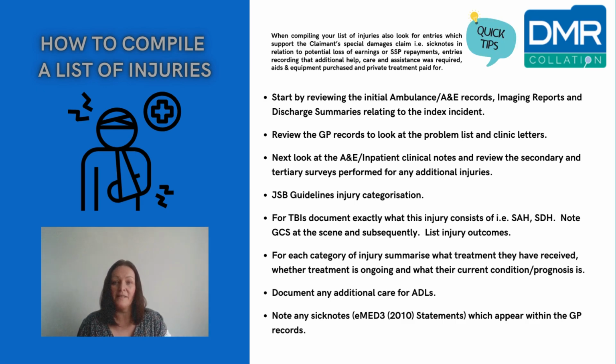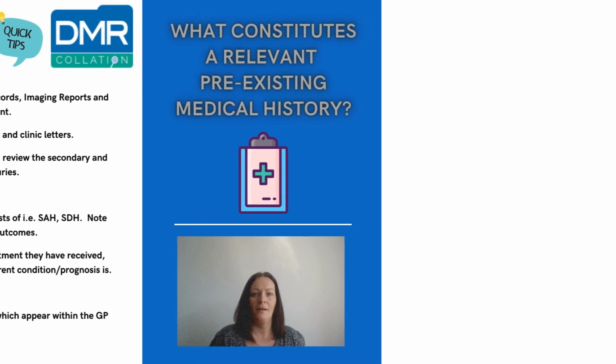When compiling your list of injuries, also look for entries which support the claimant's special damages claim, i.e. sick notes in relation to potential loss of earnings or statutory sick pay repayments, entries recording that additional help, care and assistance was required, aids and equipment purchases, and private treatment paid for.